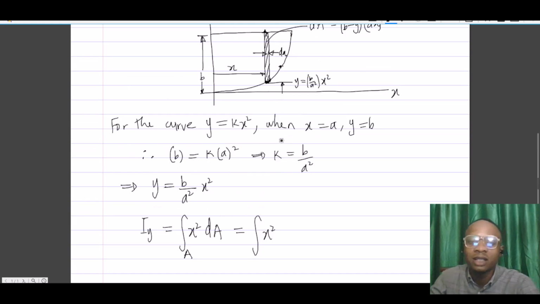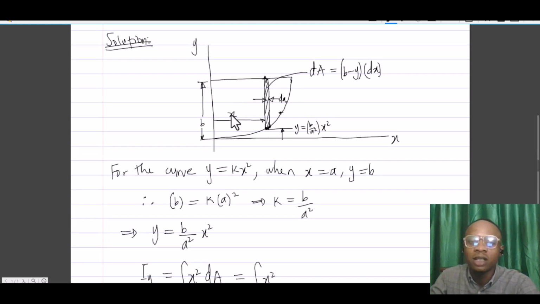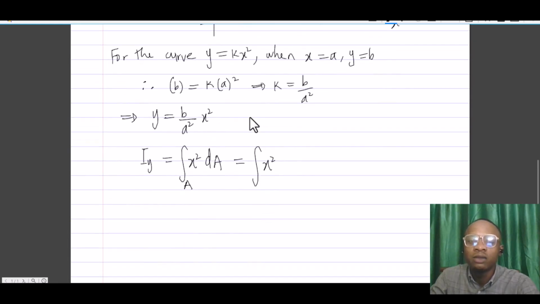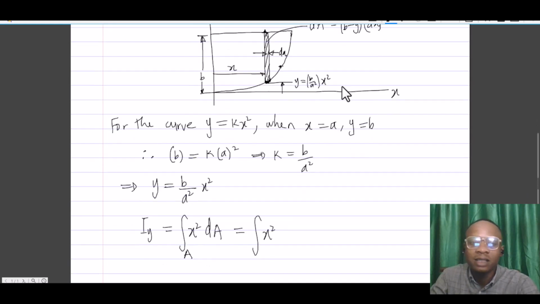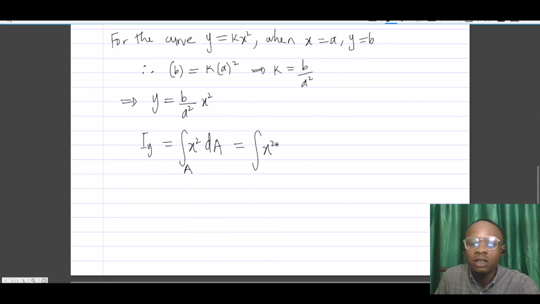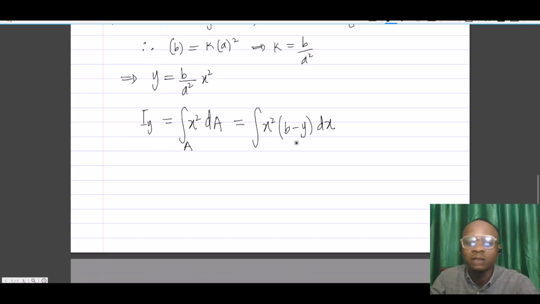And if we simplify this further, this will be the integral of x squared. We already know that x is captured by the elemental area, as the perpendicular distance from the y-axis. So we are good to go. There's no modification required for this x squared. Then for dA, we have b minus y multiplied by dx. We'll come back to y and the meaning of y shortly.